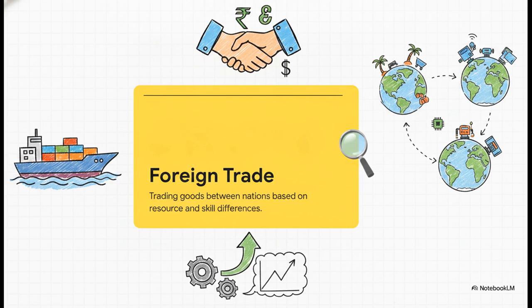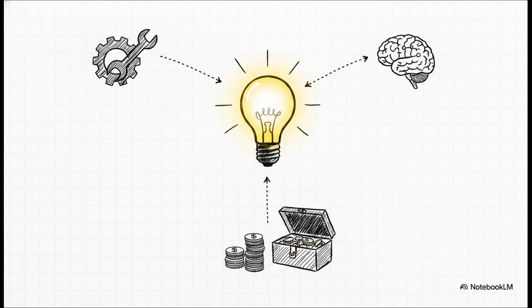I mean, no single economy, no matter how huge, can produce literally everything it needs all on its own. It's kind of like how different regions within a country specialize based on what they have. Nations exchange goods based on their unique natural resources, specific skill sets, and production costs. Really, it's just an extension of internal trade, but on a massive global scale.